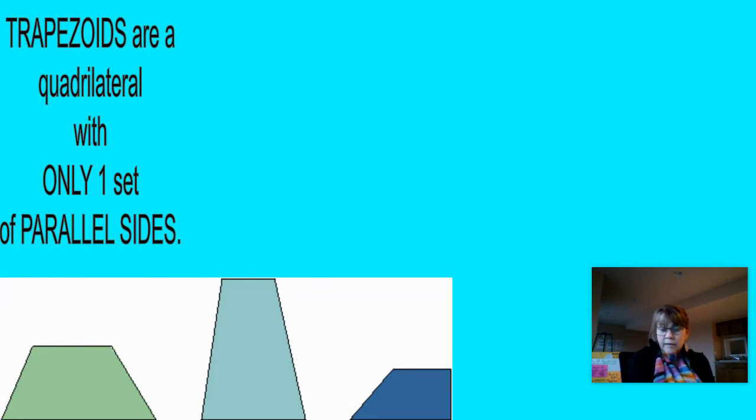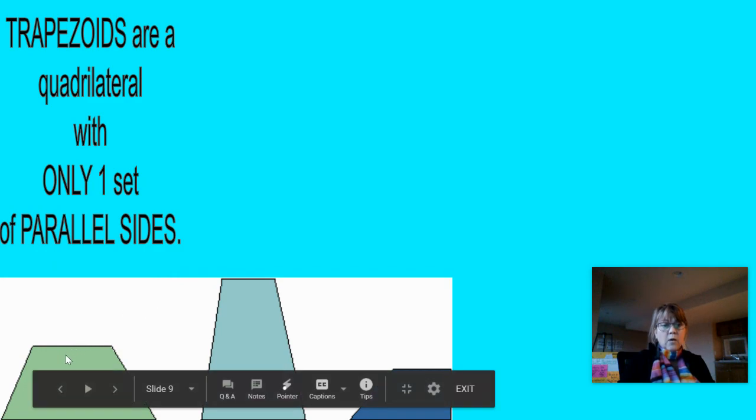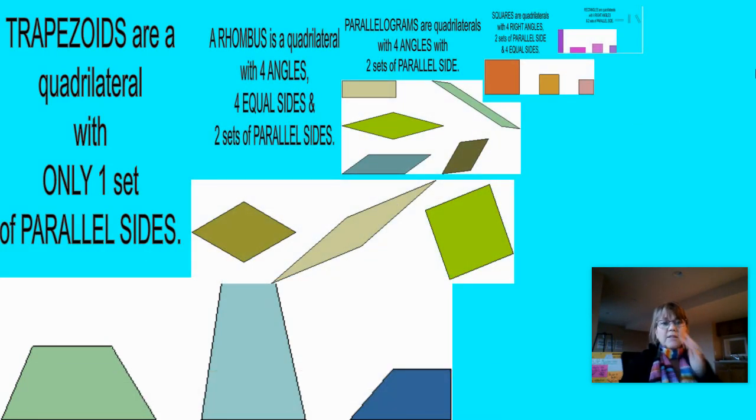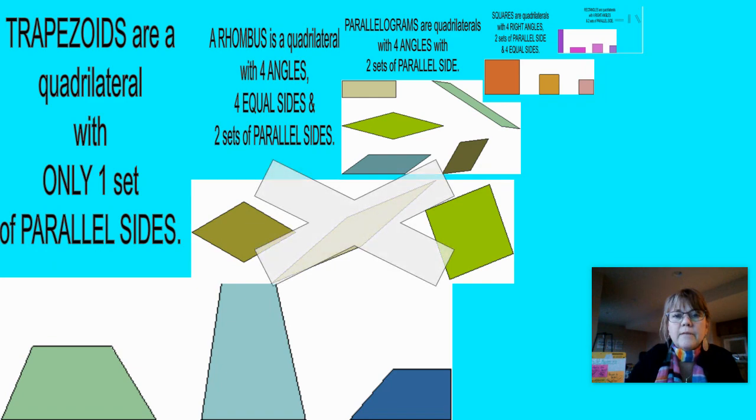Next category of a quadrilateral is a trapezoid. Trapezoids are a quadrilateral with only one set of parallel sides. So 1 set. These guys would cross as we go up here. Eventually they would cross if they kept going. So let's look at the rhombus. 2 sets of parallel sides. Not going to be our buddy.